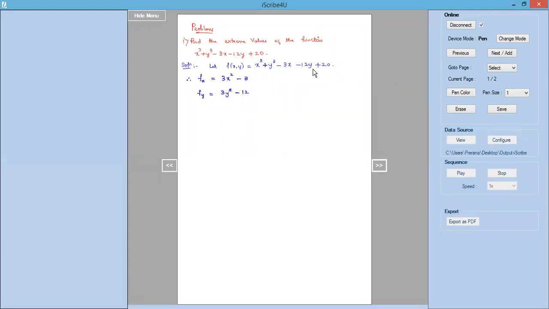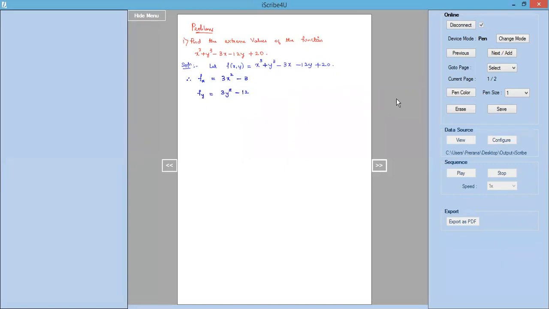Y cube, 12y and 20 are all constant with respect to x when we are partially differentiating. Similarly, partial differentiation with respect to y gives us differentiation of y cube is 3y square, minus 12y differentiation is minus 12. The rest of the terms, that is x cube minus 3x plus 20, are all constants with respect to y, so differentiation goes to 0.